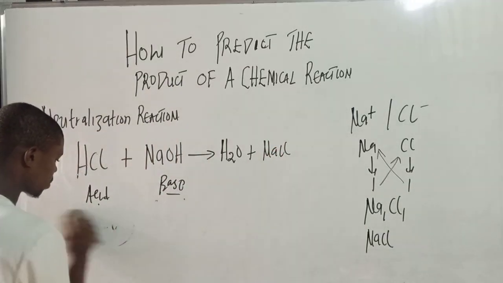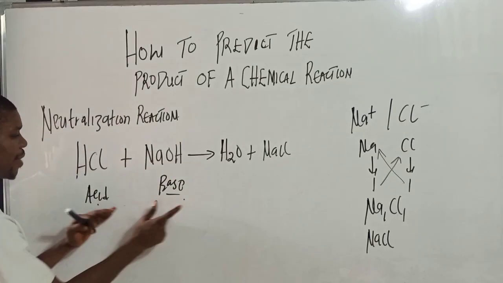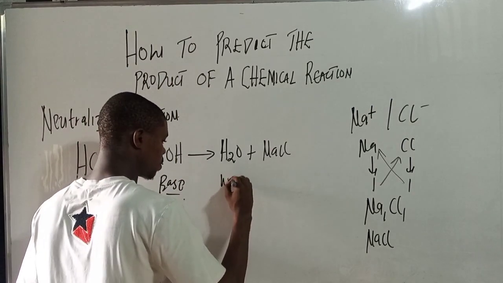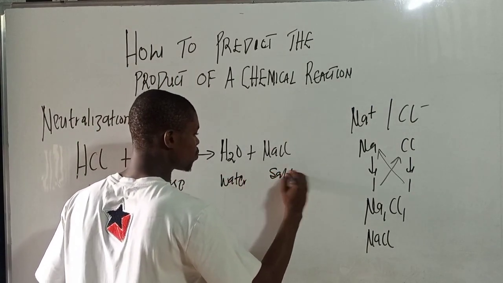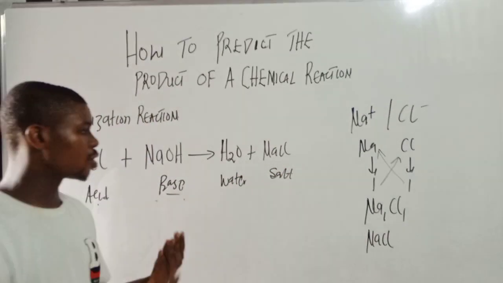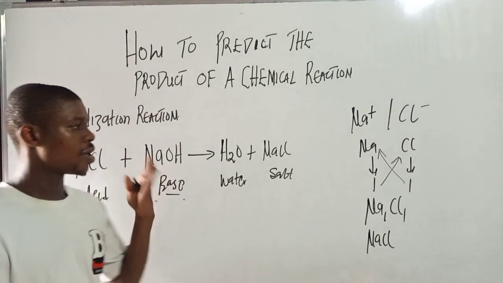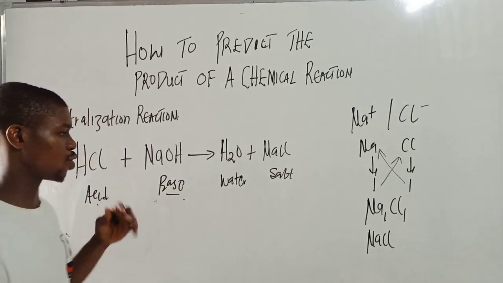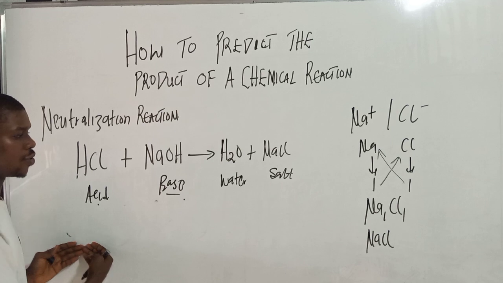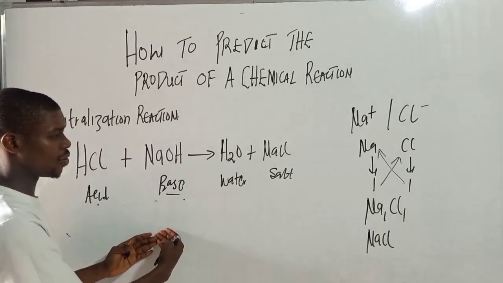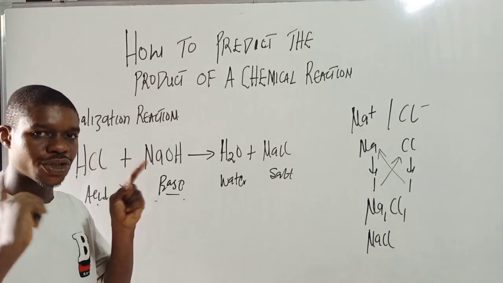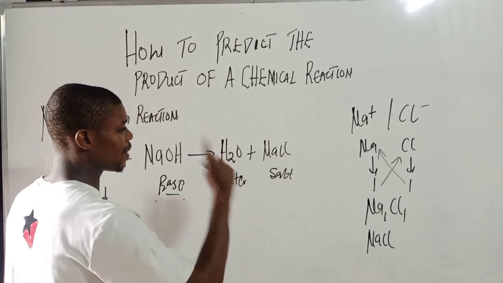So in the sense that when an acid and a base react together, they are going to form water and salt. In this video, I'm not going to show you how to balance this equation. I'm only going to show you how to predict the product of a chemical reaction. So this is the first one to do here. Break the acid into various ions. Break the base into various ions. Then interchange. Make sure positive and negative, and exchange their charges. This is how to find this one here.